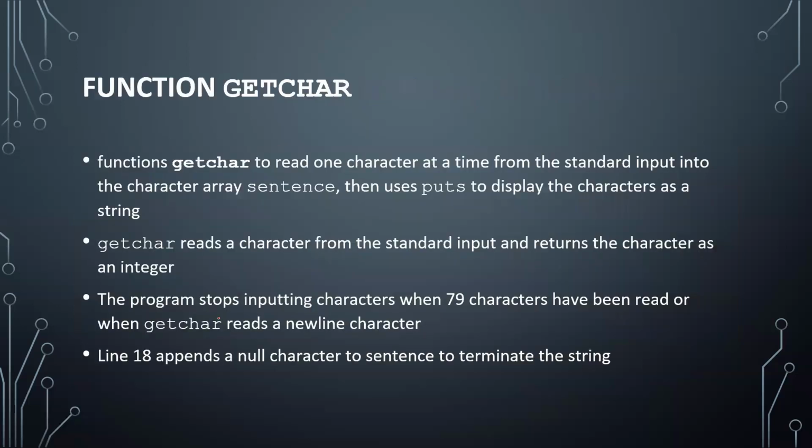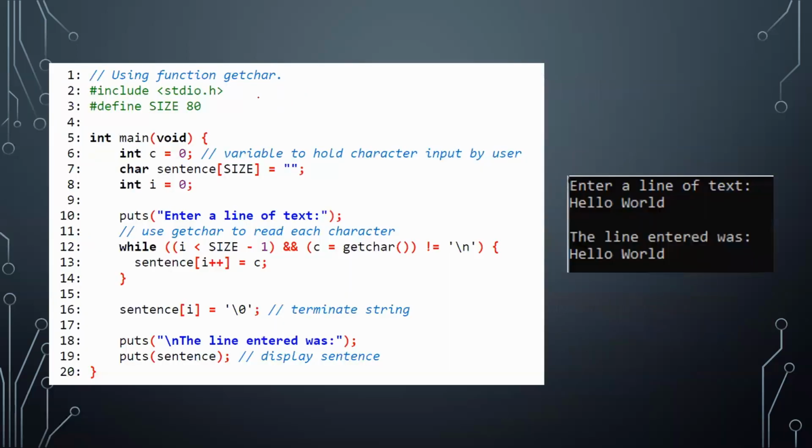Let's take a look at a few of these functions that are, remember, in the stdio that we've used up until now. So let's look at the getChar. Remember, getChar is going to read a single character in from the keyboard at a time. So here I've got a character array sentence. I've also done two integers, I and C. So C is going to be the variable to hold the character that the user input, because remember, it's going to read it as an integer.